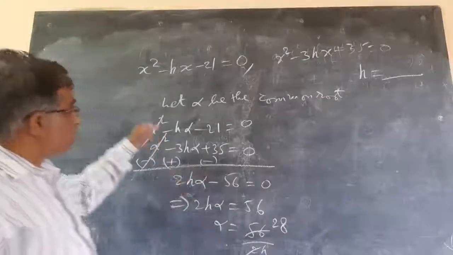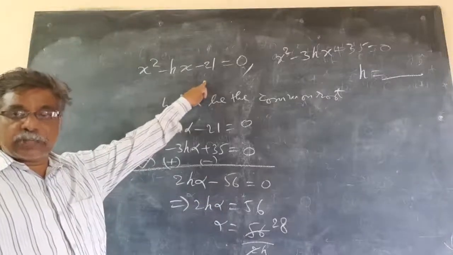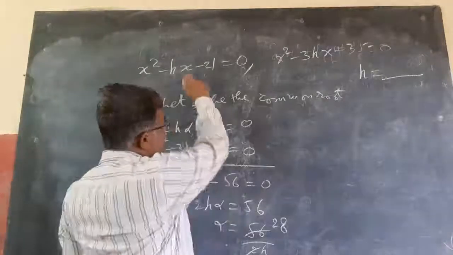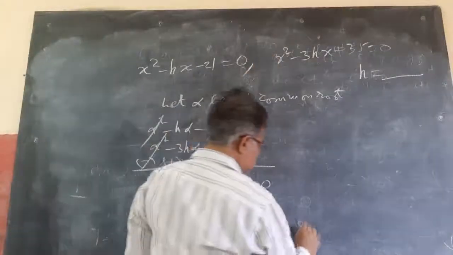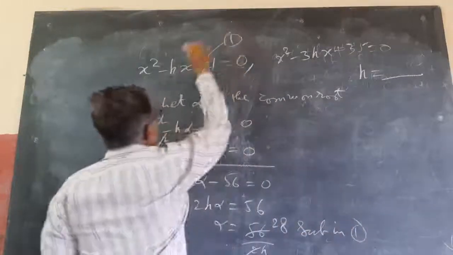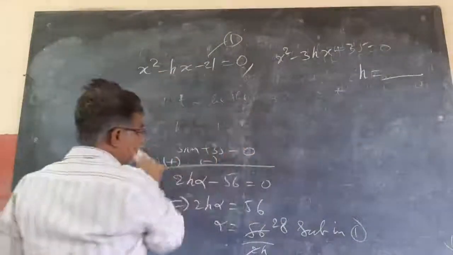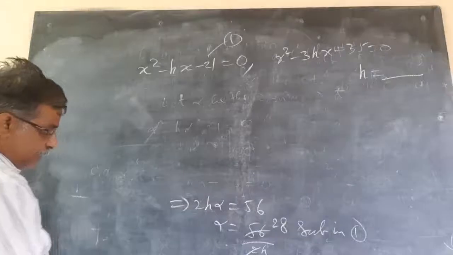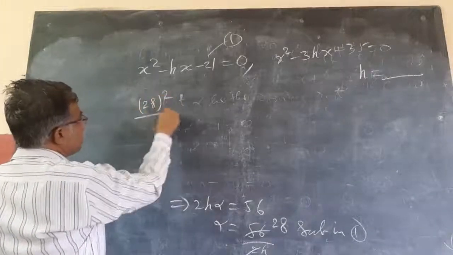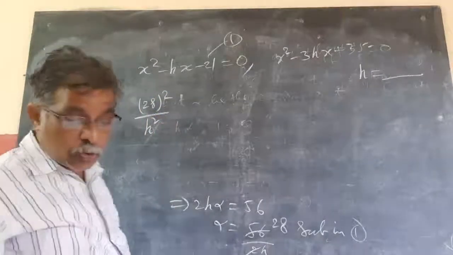Now if I substitute the x value as 28 by h here, I will get a quadratic so that I can solve for h easily. Wherever x is there, alpha is the root of this equation, so I can substitute in any of the equations. So I substitute in equation 1, the same as the previous one. What do I get? Now I got the common root as 28 by h. So 28 whole square by h square. Calculation part, take care. Sometimes I make mistakes also.